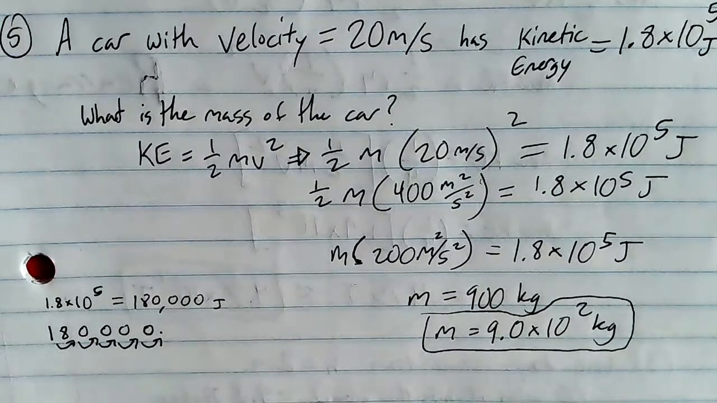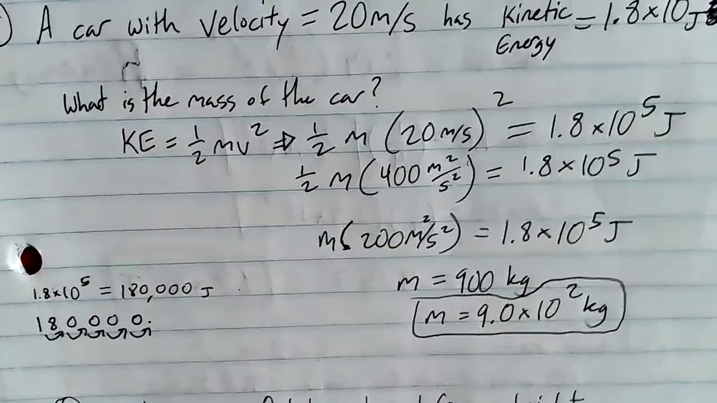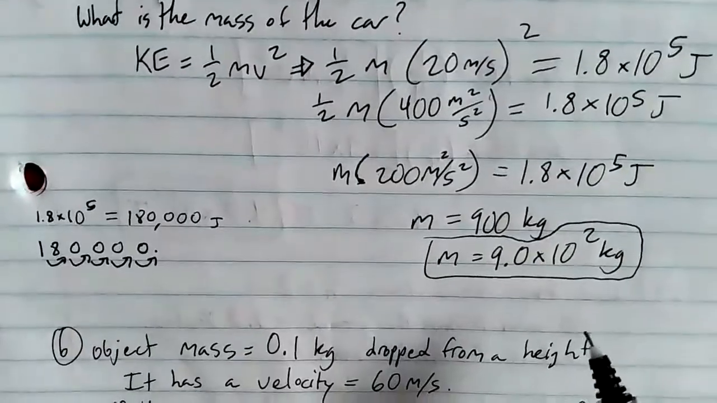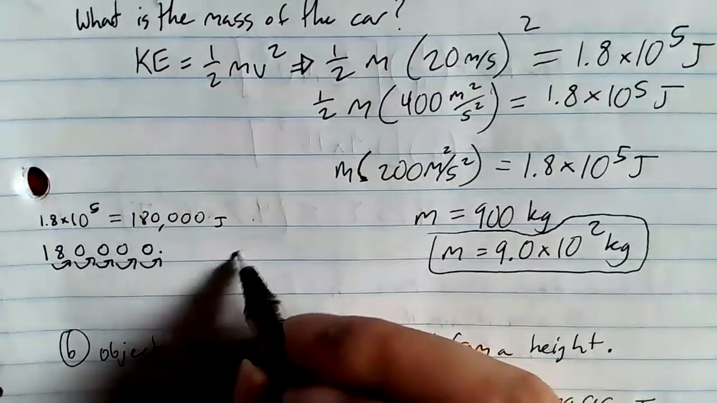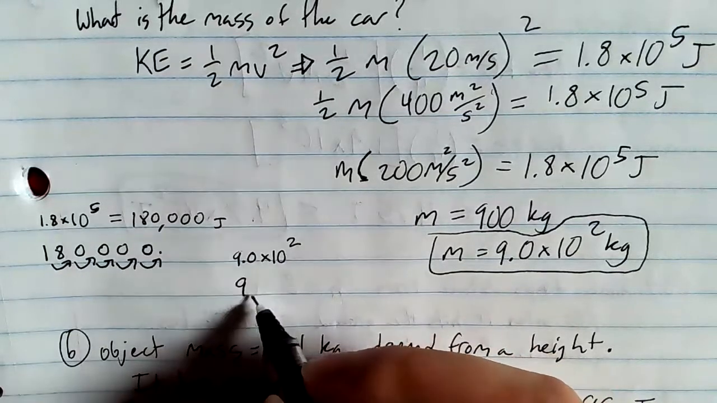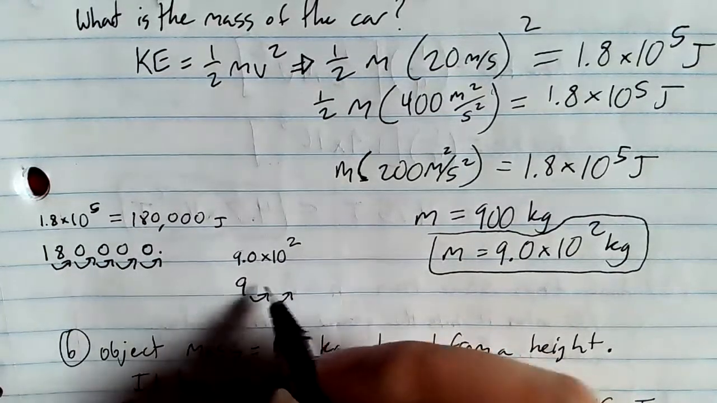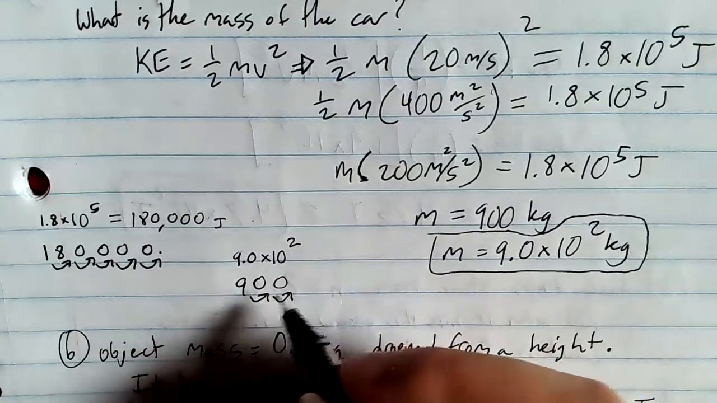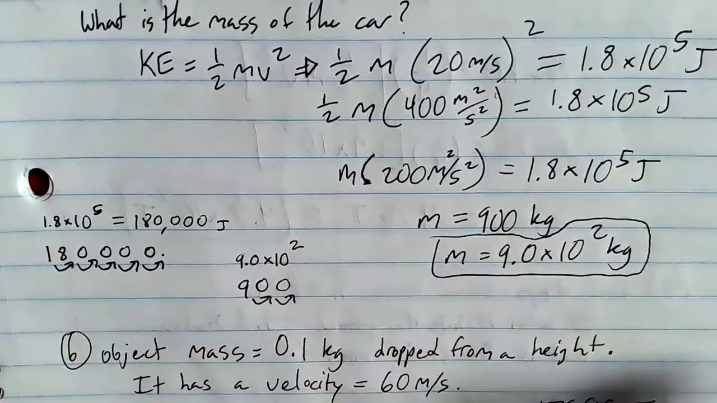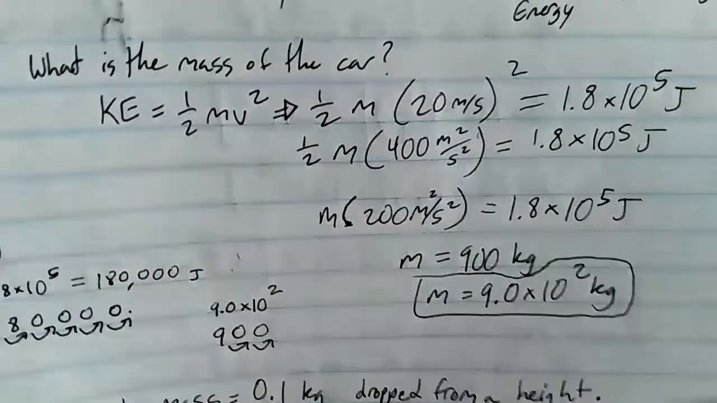All right, is that making sense to people? And then you would just put that back into scientific notation. 9.0 times 10 to the 2 is just moving the decimal place 2 times and adding zeros every time you move it to the right. All right. Not too bad.